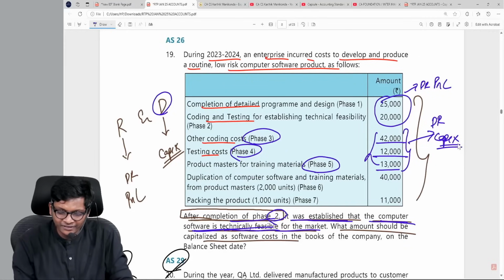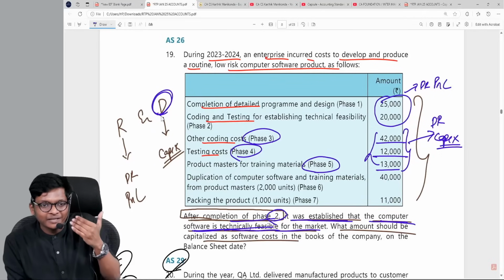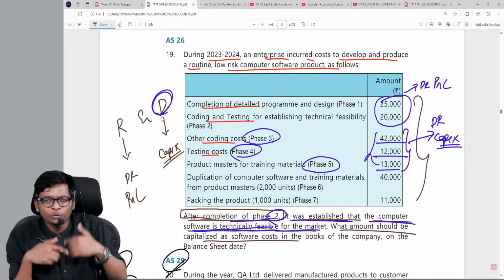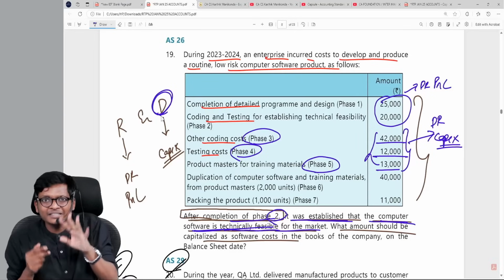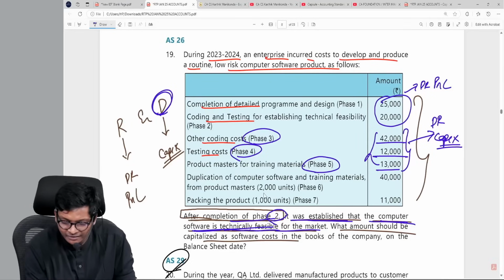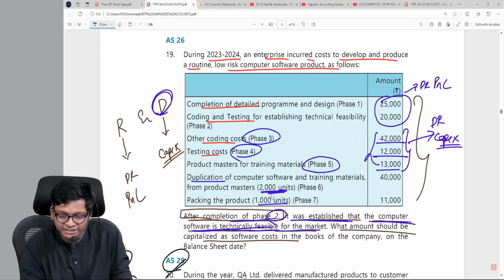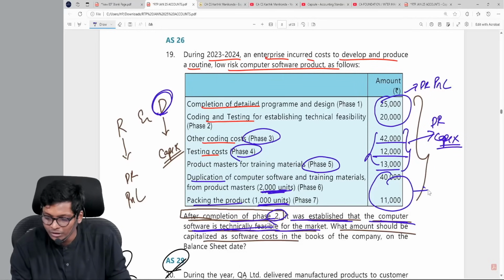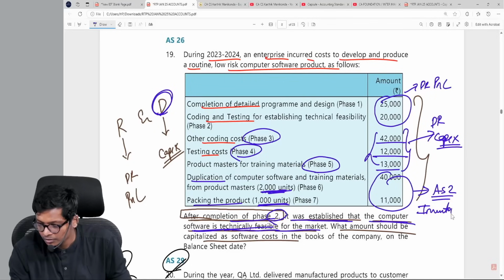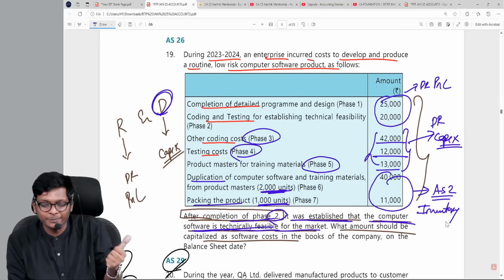So what about phase 6 and phase 7? You will not forever develop. Once you develop something, once it's ready, you will start creating copies of that. It becomes inventory. Sir, how do I identify that in the answer? I'm going to be exam oriented. Whenever they give units, they have made 2000 units duplication, 2000 units, packing the product 1000 units, that means these two is cost that will go to my AS2, which is inventory. So the first two go to P&L, next three capitalized, last two inventory.